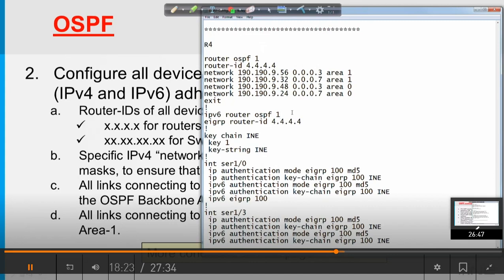And I don't have to make the IPv6 router process OSPF 1. I'm just doing copy and paste here, but the IPv4 OSPF process and the IPv6 OSPF process are completely unique, independent processes. One could be process 1, the other could be process 99. So they don't have to match, even though in my particular example here they are matching.